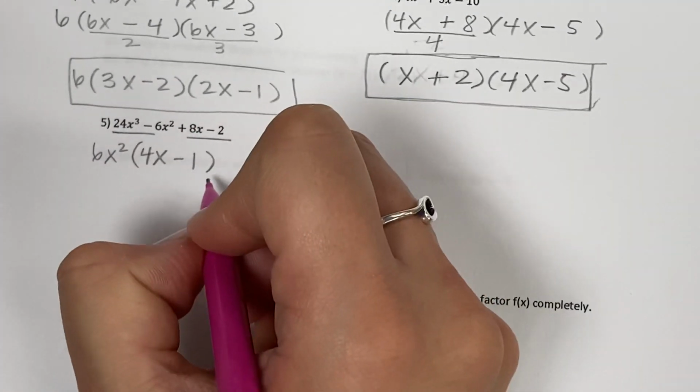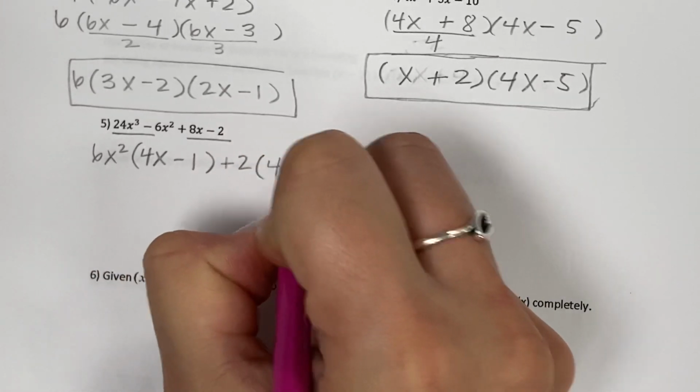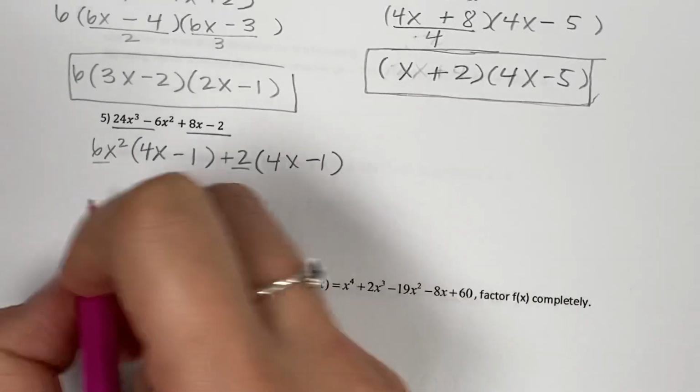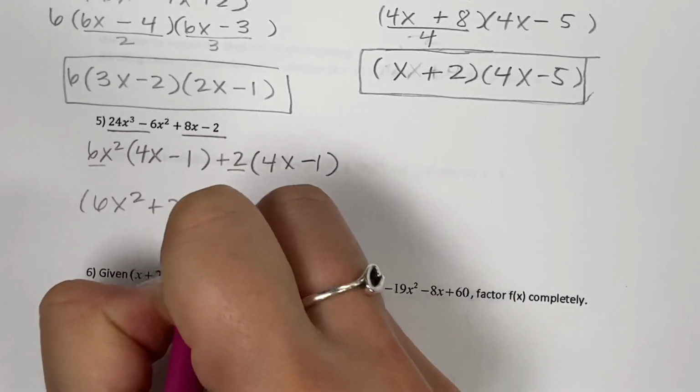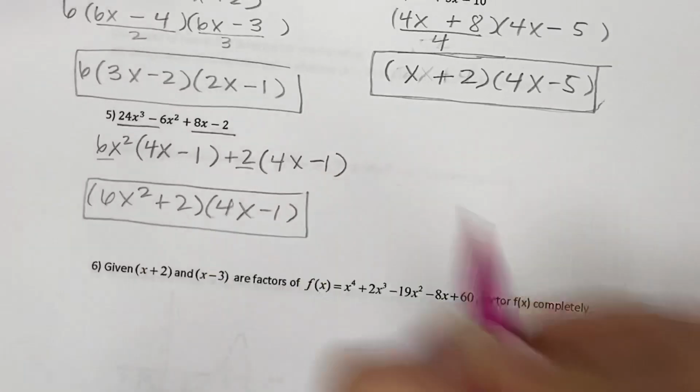All right, so now I'm going to factor out a positive 2. So 4x minus 1 again. Take your 2 numbers that you factored out, and then what's left? Cool, cool.